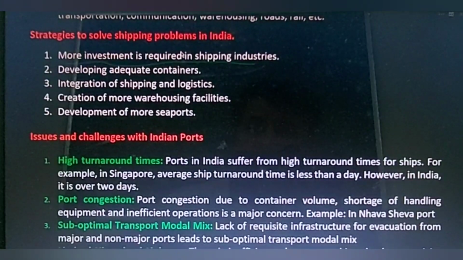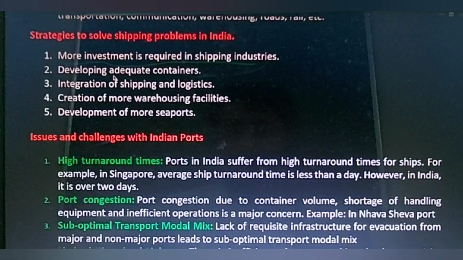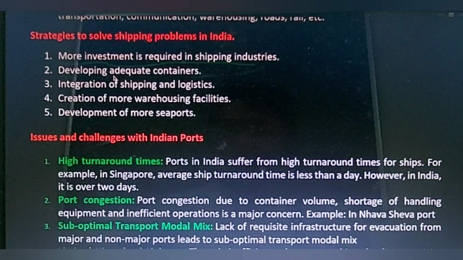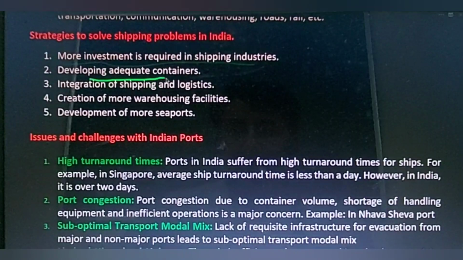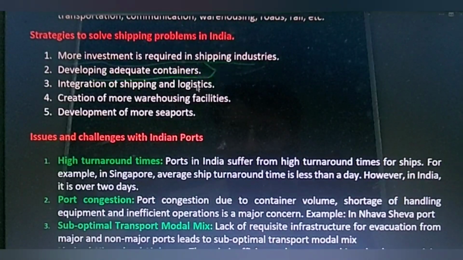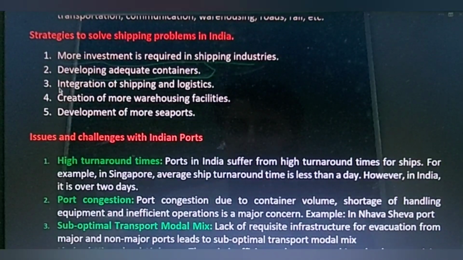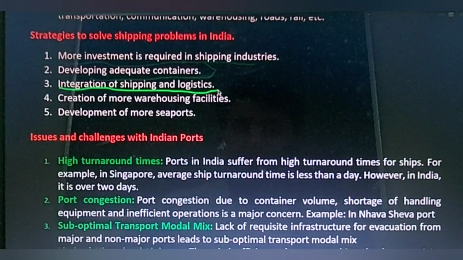So the government has to take a lot of effective steps for this. Just framing policies is not enough. Then developing adequate containers. This is again a very big problem. Then integration of shipping and logistics.